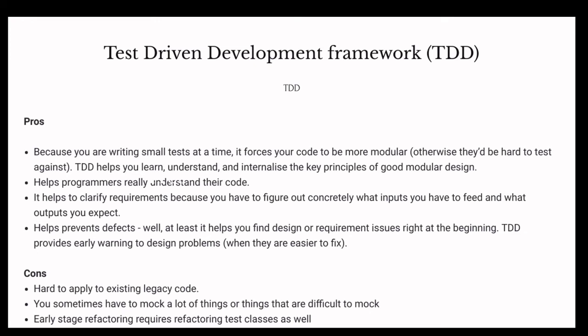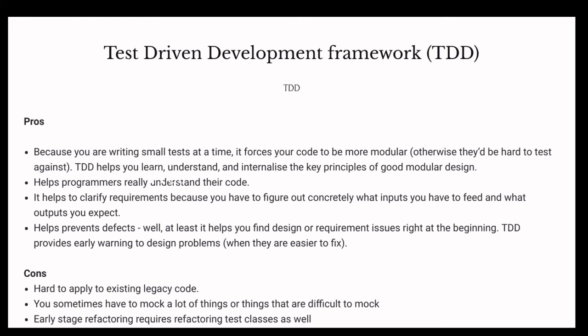It helps the programmer really understand their own code. What they are creating, they can easily understand by writing the scenarios first, so they can understand that, okay, for this particular scenario I am writing the code. It helps to clarify the requirements, because we need to figure out first the inputs, what input we are trying to feed and what output we are expecting. So before creating the application, we should identify the inputs, outputs and outcomes of that particular functionality. So it gives us very much clarity on the requirements.